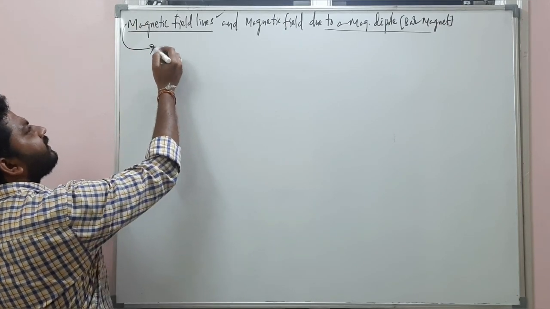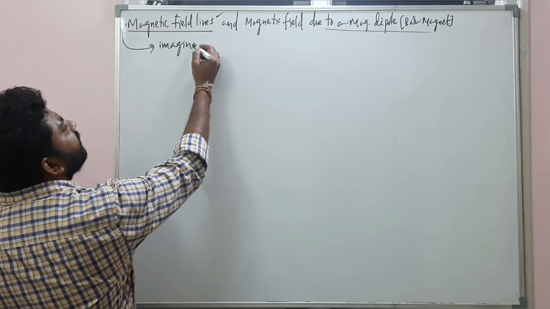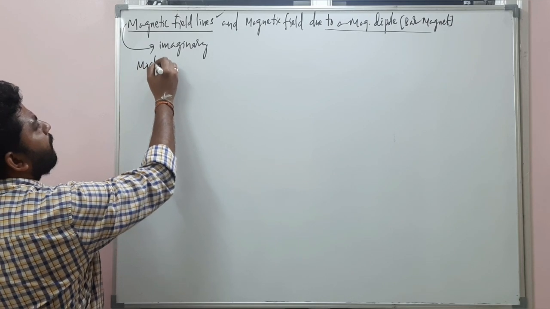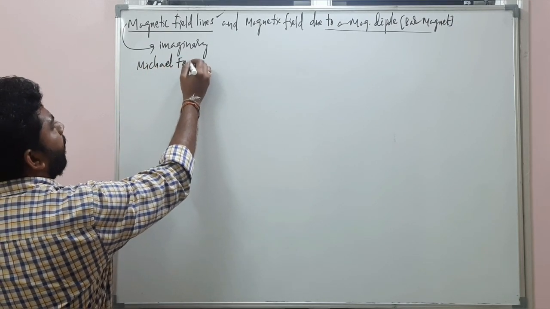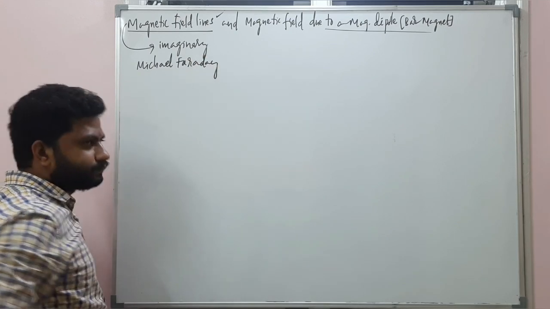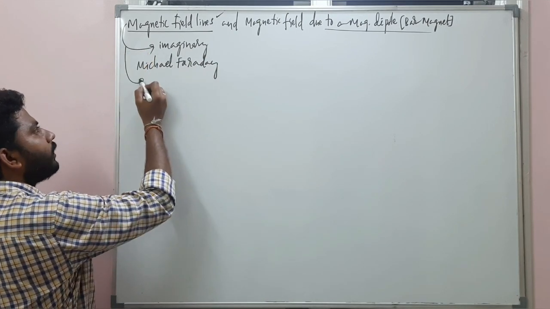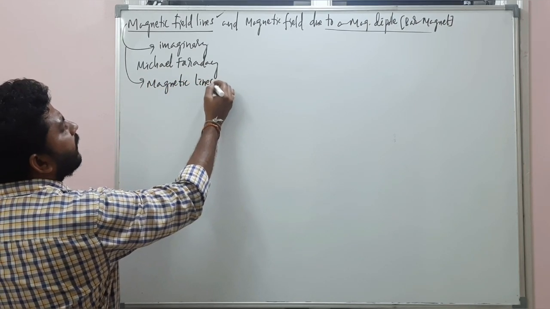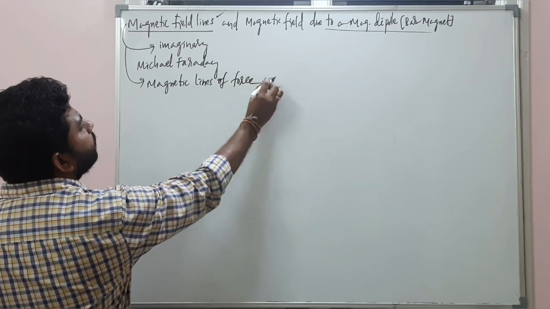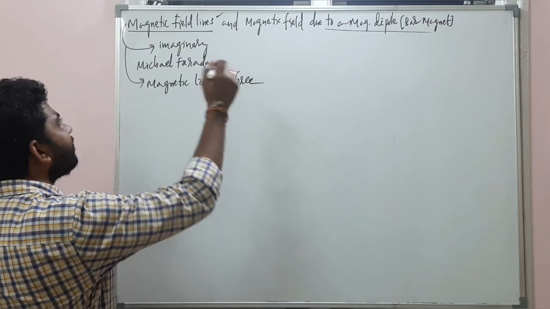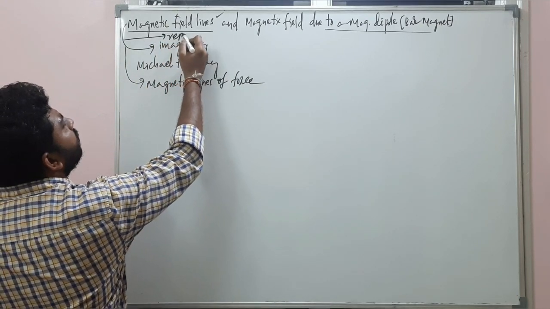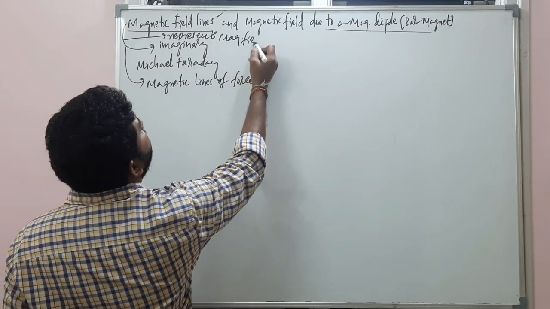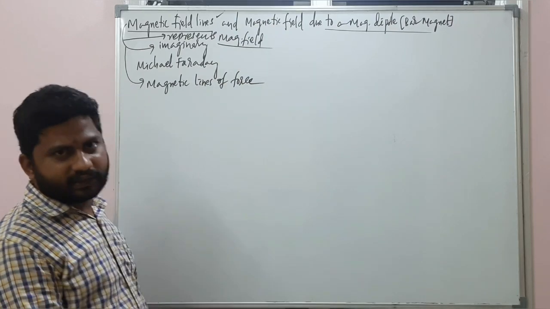These magnetic field lines are imaginary, which were first discovered by Michael Faraday, and are also called magnetic lines of force. These magnetic lines of force represent the magnetic field. No confusion at all, they represent the magnetic field.